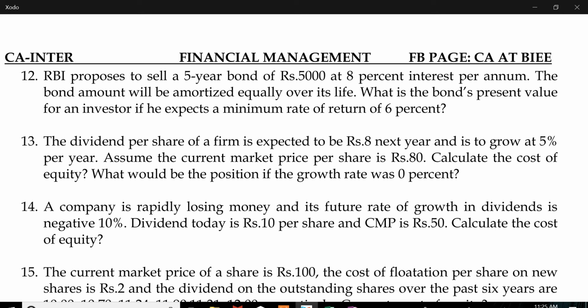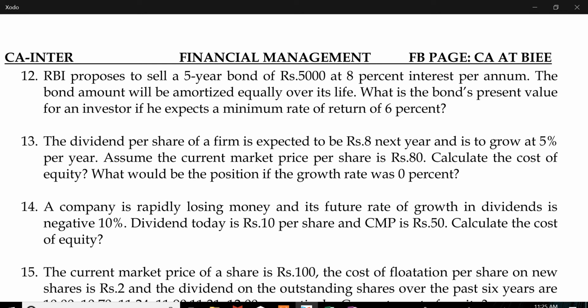What is the expected answer? More than 5,000, less than 5,000? More than 5,000, because RBI is giving 8%. People are expecting only 6%. Clear? Any doubts on this? Now, amortized equally means every year I'll pay back 1,000 rupees principal.